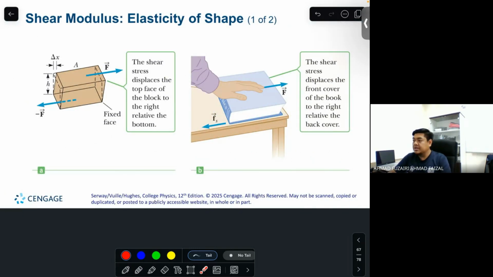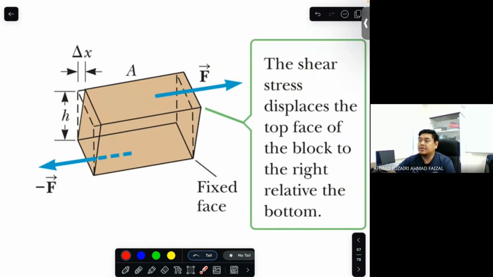Now we go to the shear modulus. What is shear modulus? Another type of deformation occurs when an object is subjected to a force F, look here, a force F parallel to one of its faces. This is the face, and of course this is another face. When you apply some forces, what falls under shear modulus?